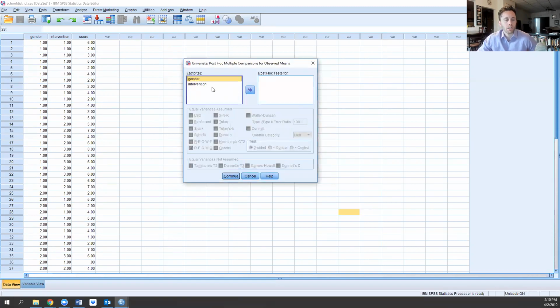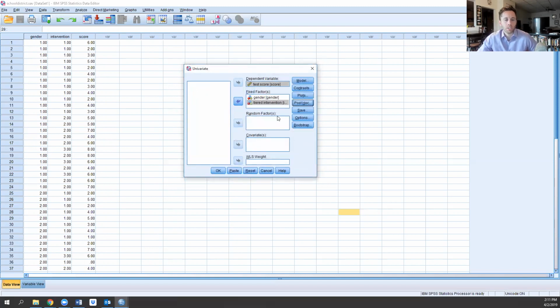Then we look at the post hoc analyses. We don't need to do that for gender because that's going to be two levels. It's either male or female, as opposed to the intervention, which has those three levels. We're going to also click the REGWQ post hoc analysis. And that's going to be quite good for maintaining power while minimizing errors for this type of ANOVA analysis, where you have two groups, the males and females, with similar number of participants.